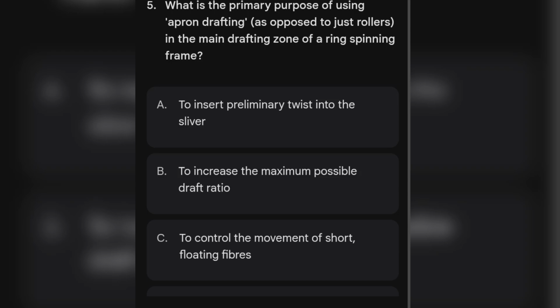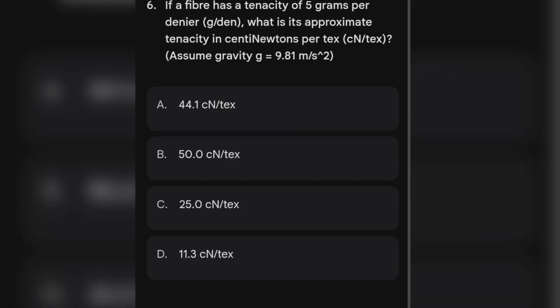What is the primary purpose of using the apron drafting in the main drafting zone in a ring spinning frame? So aprons are basically used for controlling the short fibers and the floating of the fibers.